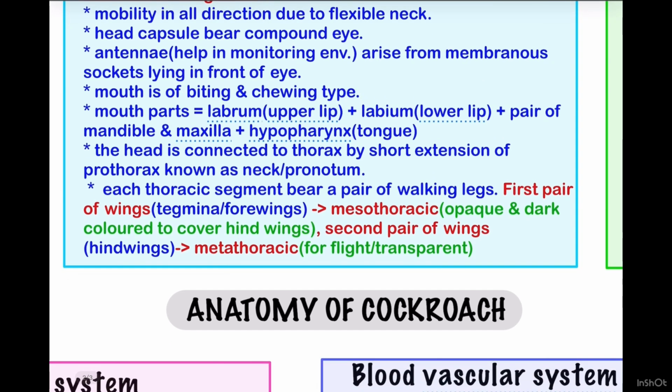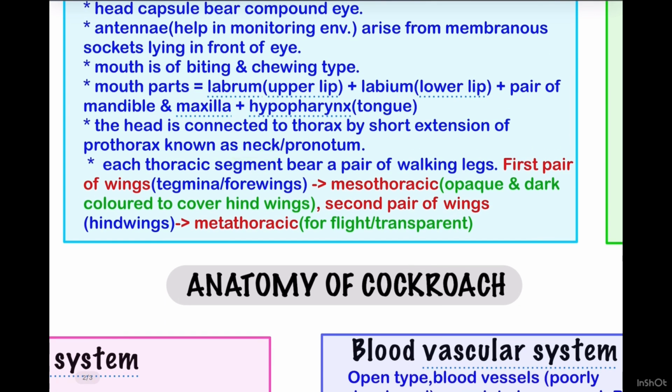Mouth parts consist of labrum, that's the upper lip, labium, that's the lower lip, and a pair of mandibles and maxillae. The hypopharynx, which acts like a tongue, is a median lobe that is present. And the head is connected to the thorax by a short extension of the prothorax known as the neck or pronotum. So before I said pronotum region, prothorax in the diagram. But here you have to remember the extension of the prothorax forms the pronotum, which connects with the head region, hence it forms the neck. Each thoracic segment bears a pair of walking legs.